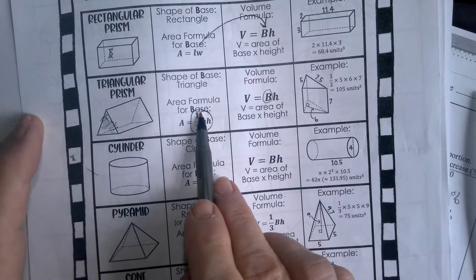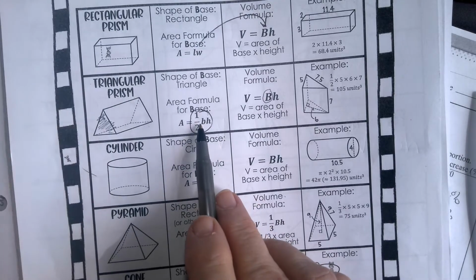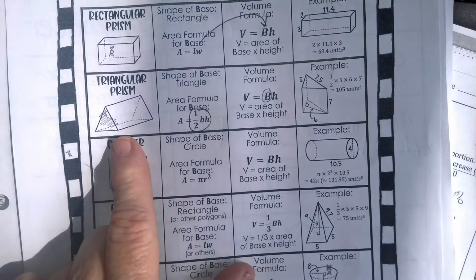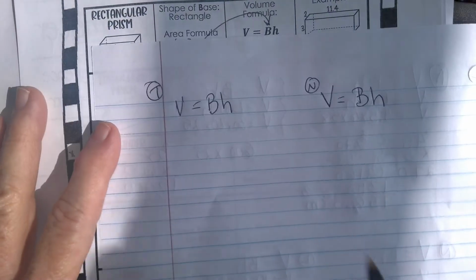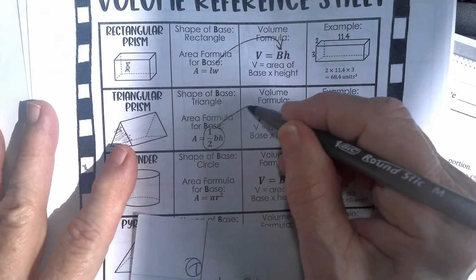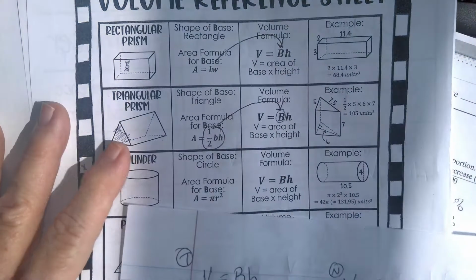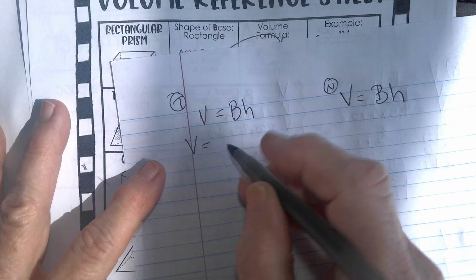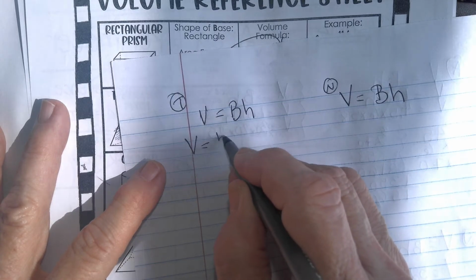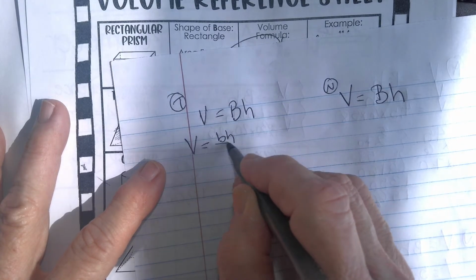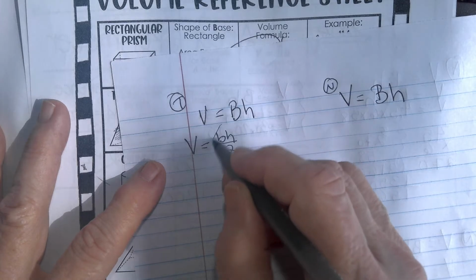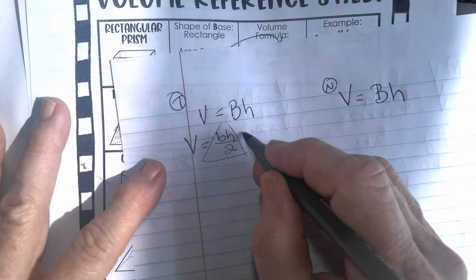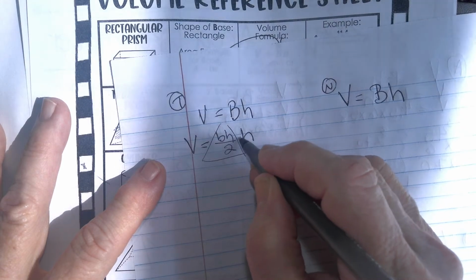And they are saying 1/2 base times height. I like to say base times height divided by 2. Because that's how we find the area of a triangle. So over here, again, I'm going to replace that right here. Again, you follow your formulas and you do what it says. So I'm going to put base times height divided by 2. This is for the area of my triangle. Then times the height of the whole prism.